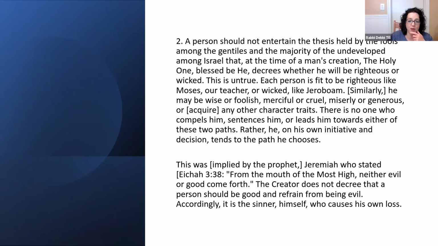Yes, Marcia and then Marlene. Yeah, but when he says there's no one who compels him, sentences him, or leads him towards either of these two paths, there are people who influence you about where you're going. And often those influences are very strong. And so it can be very difficult for some people to choose the right path if everybody around them is going the other way. It is exactly what he's writing about.